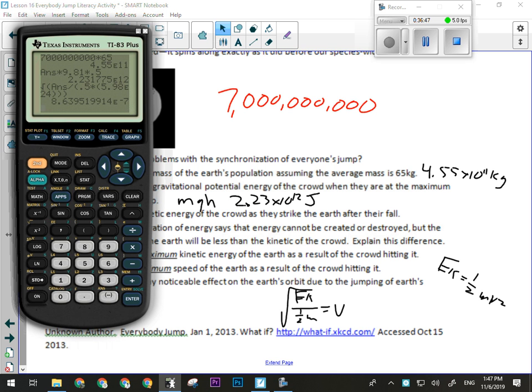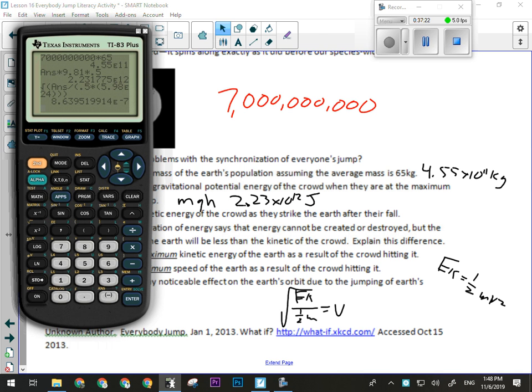There's the velocity of the Earth, or the speed change of the Earth as a result of the crowd hitting it: 8.6 times 10 to the minus 7 meters per second. That's approximately 8 nanometers per second. You wouldn't notice that. It's certainly not going to knock the Earth out of orbit. The moon alters the Earth's path exponentially more than that all the time as it orbits the Earth. It pulls the Earth towards it all the time.